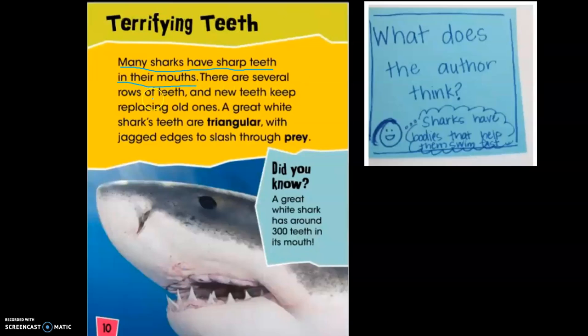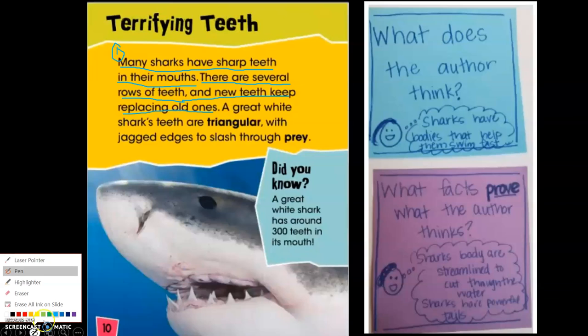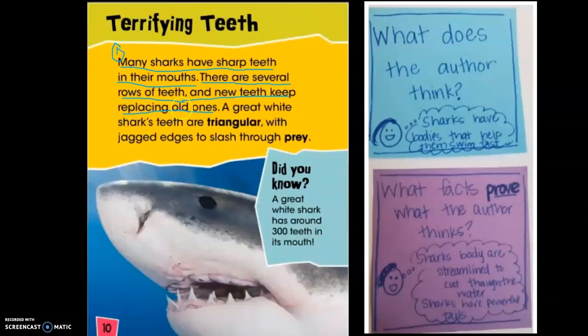There are several rows of teeth and new teeth keep replacing old ones. Wow. So there's another thought. That next sentence shows another thought that the author is showing us. That's two thinkings in two sentences. So the first thinking is that sharks have sharp teeth in their mouth. Let's see if we can find step 2, a fact to prove that sharks have sharp teeth in their mouth.